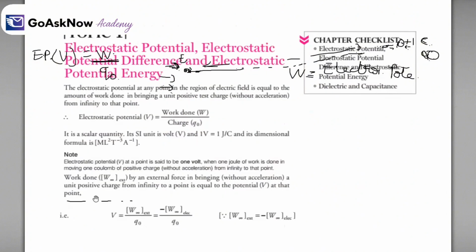The work done by an external force in bringing, without acceleration, a unit positive charge from infinity to a point is equal to the potential at that point. As I already told you, when any external agent does the work in bringing any unit positive charge from infinity to a point, that is called the electrostatic potential. It is already mentioned here.